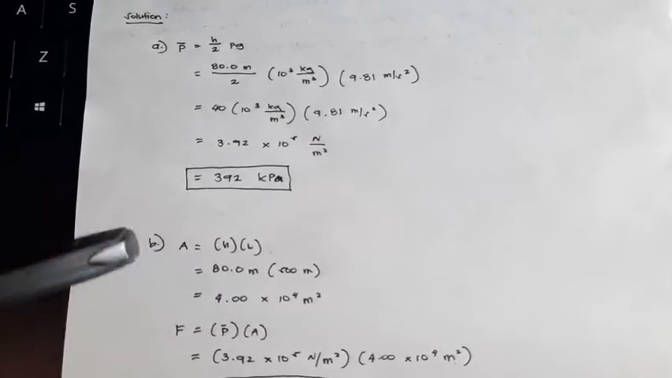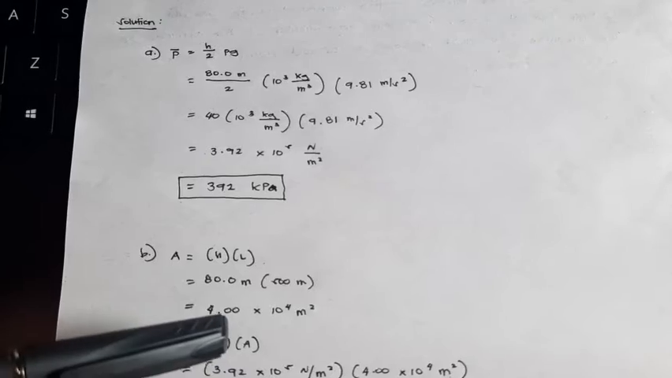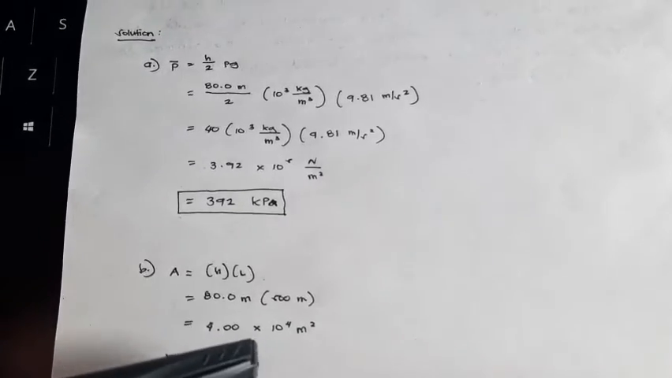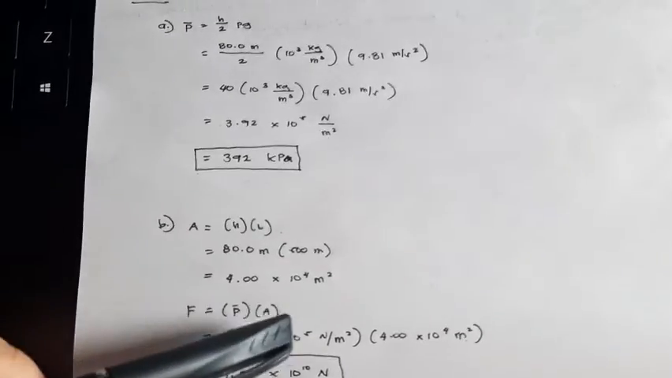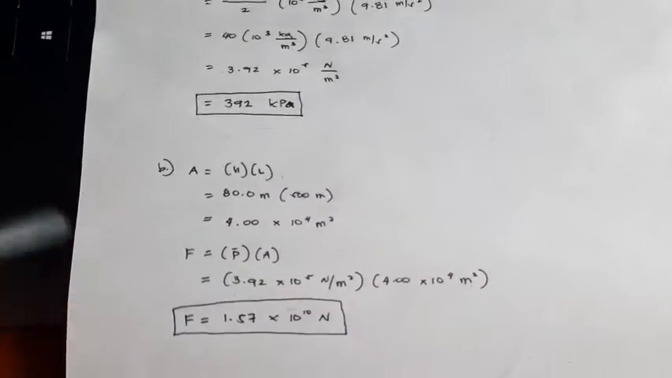Then multiply. So, 4.00 times 10 raised to the 4th power meter squared. So, we have found the cross-sectional area. Then we can proceed to the force exerted formula.